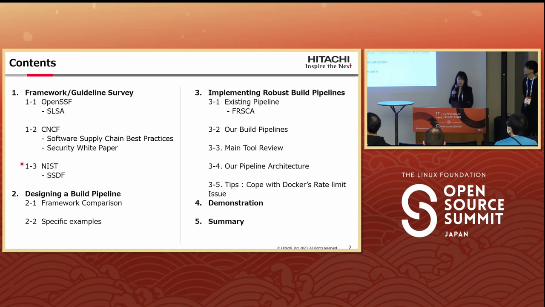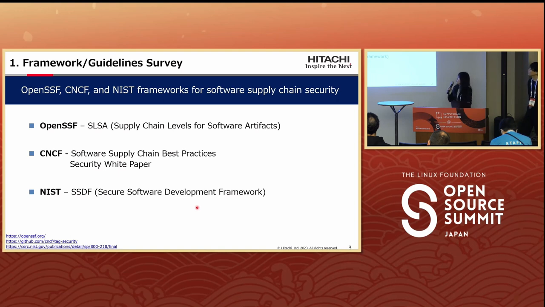So first, we introduce the guideline survey, and then designing and implementing build pipelines. Finally, we will show you a demonstration movie. First, we have surveyed four frameworks: OpenSSF SLSA, CNCF Software Supply Chain Best Practice and Security White Paper, and NIST SSDF. We will briefly introduce each framework.